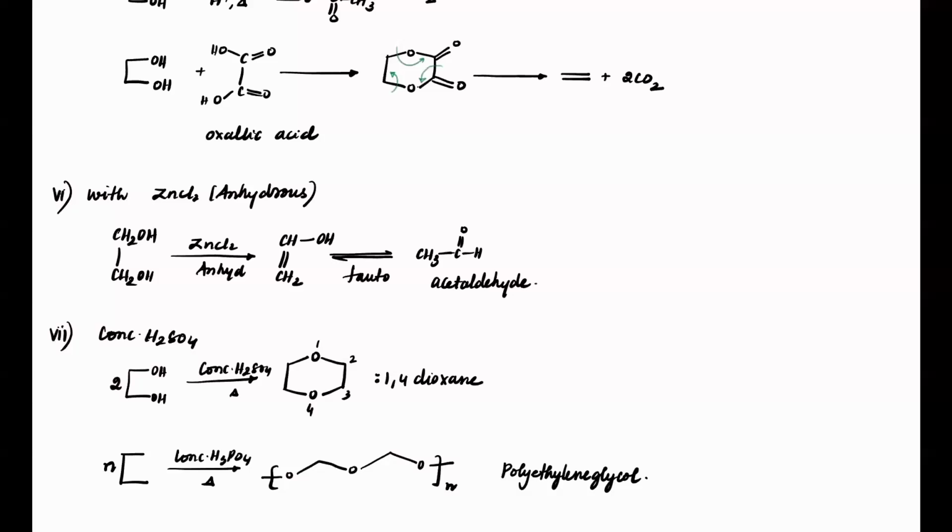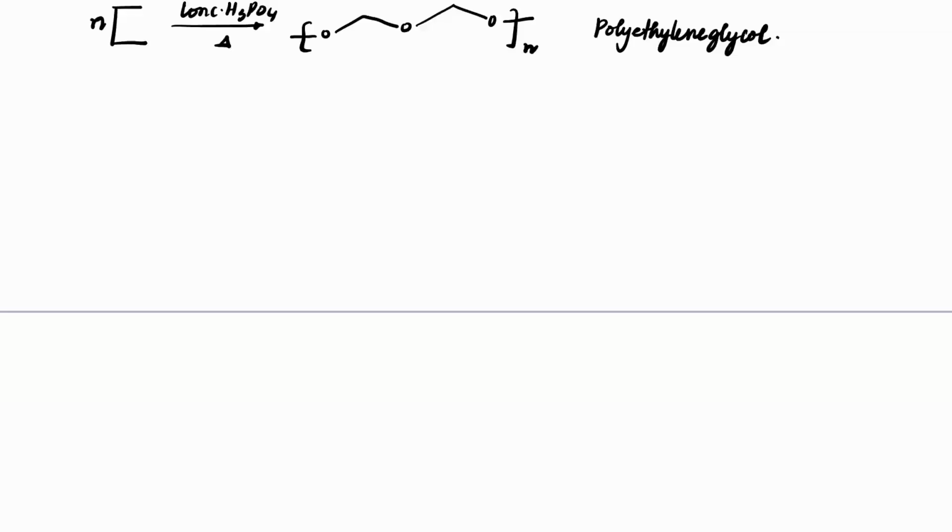So have a quick look at all the reactions. Whatever we have done is for glycols. Now the next type of polyhydric alcohols are glycerols. Glycerol is another name for glycerine also. So how do you prepare that?